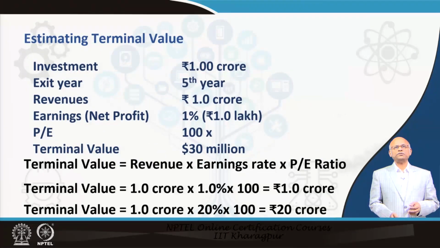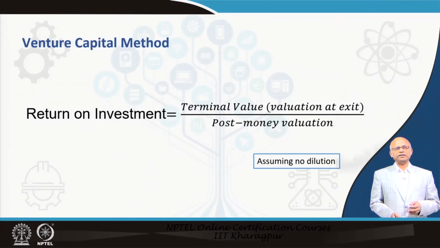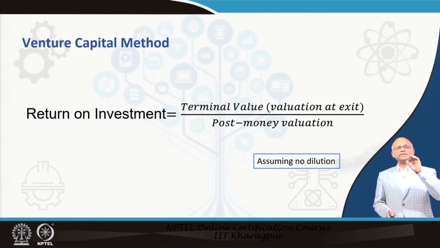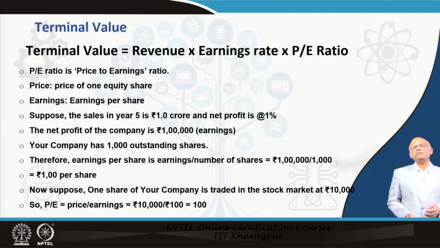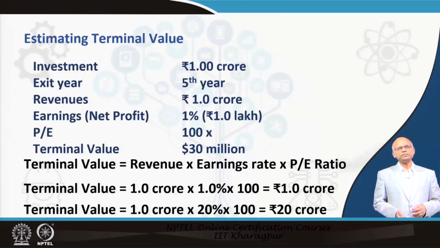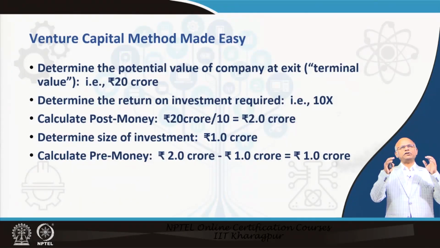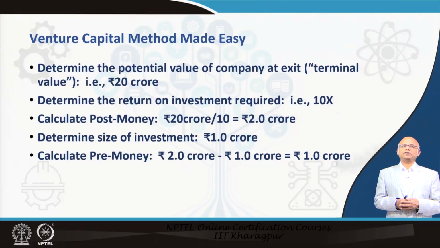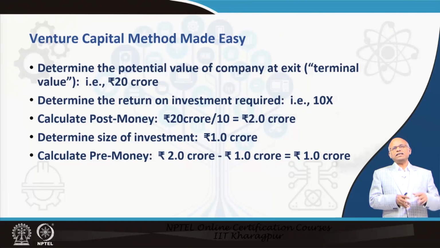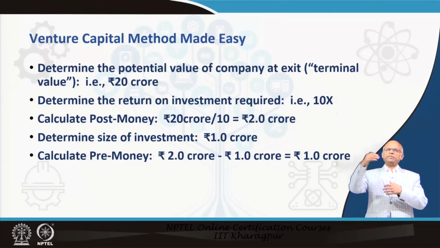If you remember this formula here, terminal value is nothing but post money value. If you divide terminal value with your 10x to 20x or whatever, that becomes your post money value. So, in this case the post money value is equal to 20 crore divided by their return expectation, that is 10x. So, you get 2 crore rupees of post money value. Now, they have already determined that your pre money value is 1 crore and your post money value is 2 crore. That means, they are bringing in 1 crore.